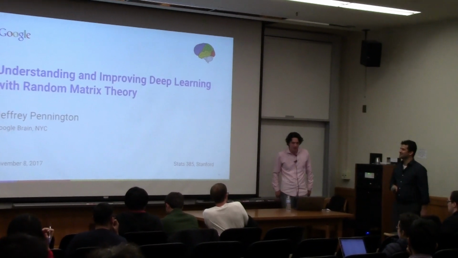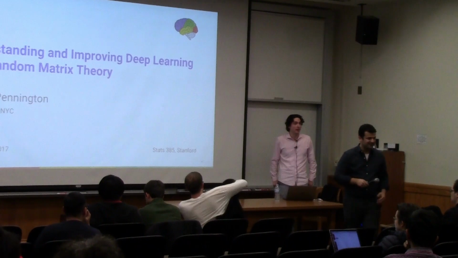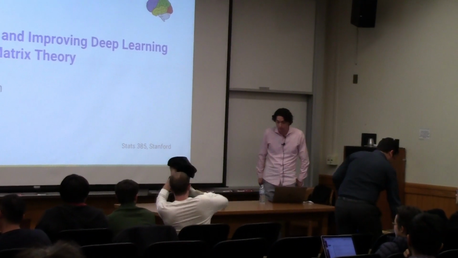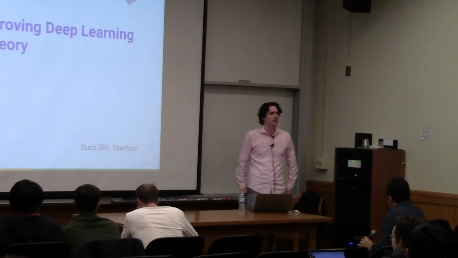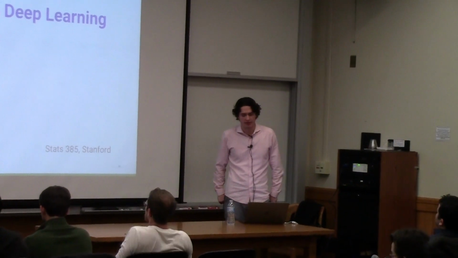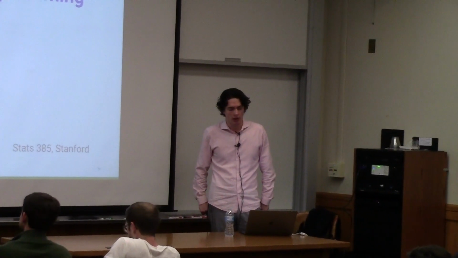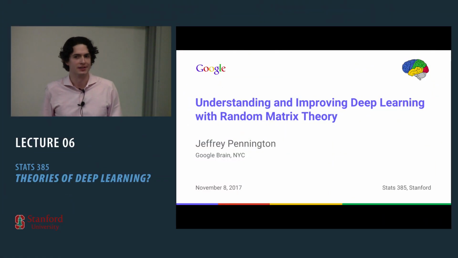All right, thank you. Yeah, it's really great to be back here at Stanford. Today I'm going to be telling you about some of the things I've been working on over the past year or so in relation to trying to build a better mathematical formalism and framework with which to try to understand deep learning. And I'll try to convince you that random matrix theory should be an important ingredient in such a formalism.